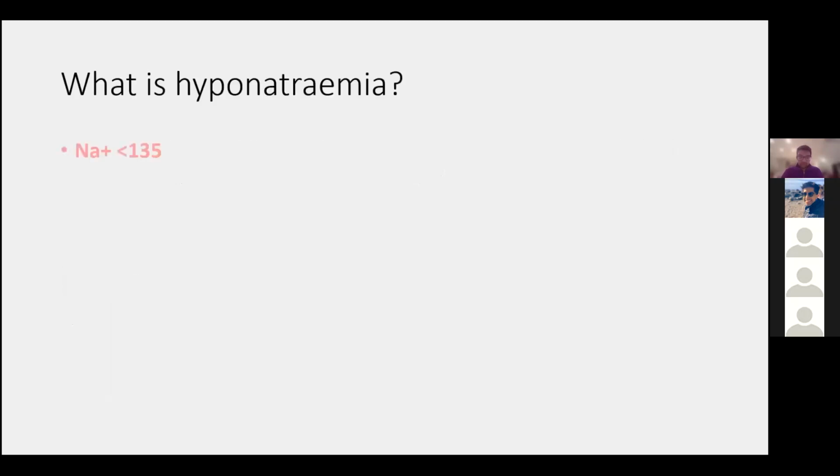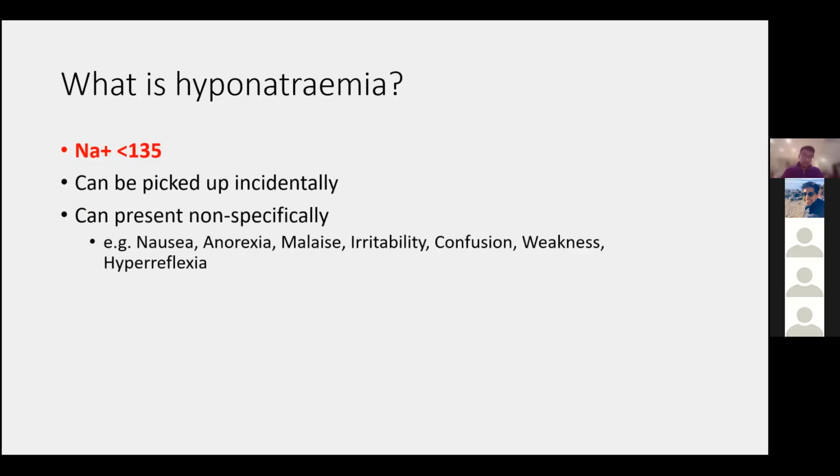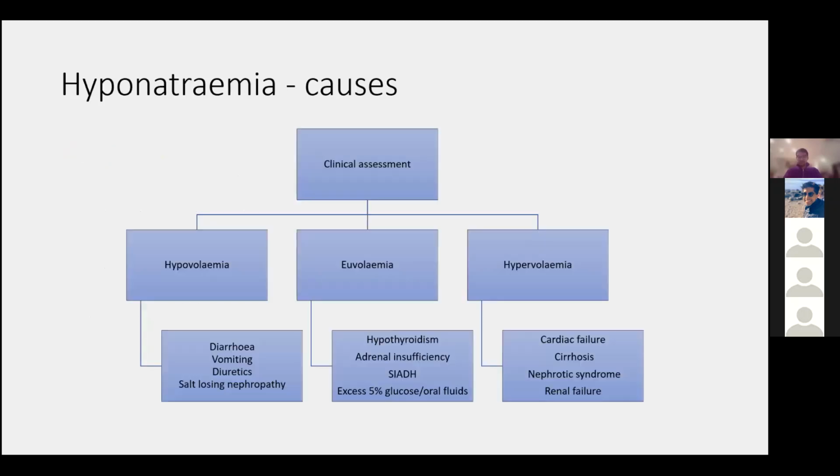So hyponatremia is a sodium of less than 135. Usually it will be picked up incidentally. It can present non-specifically, like nausea, anorexia, malaise. In more severe states, they may have neurological features, so confusion, weakness, irritability, and hyperreflexia. If it's very severe, so having a sodium less than 120, they may have reduced GCS and seizures.